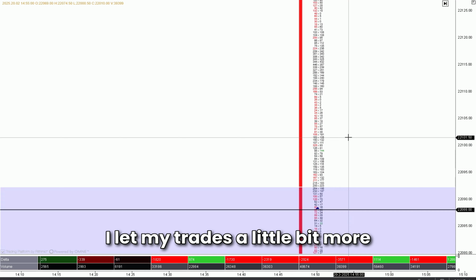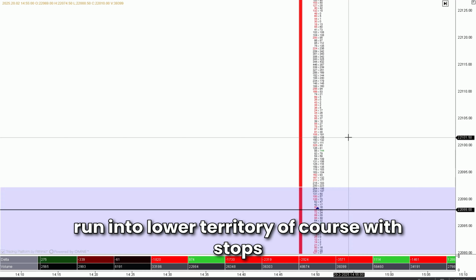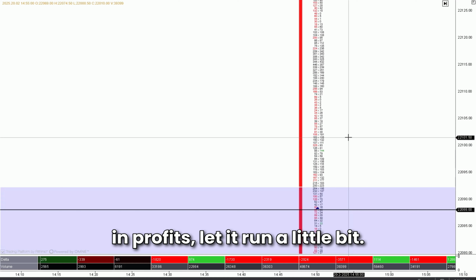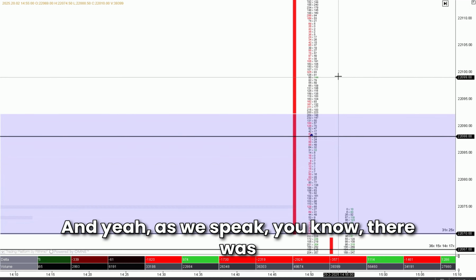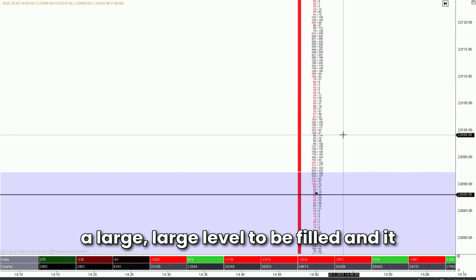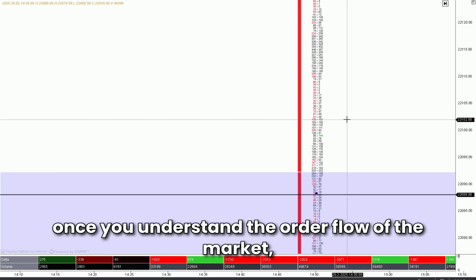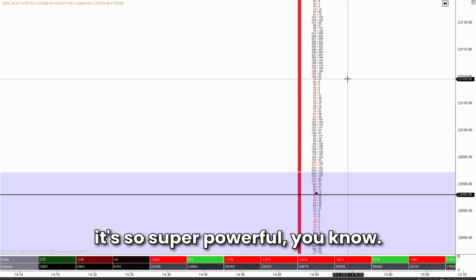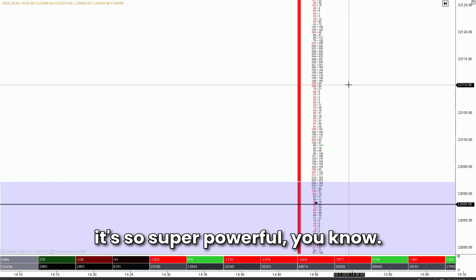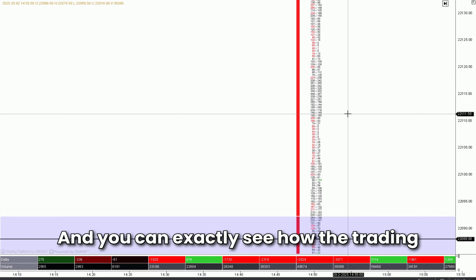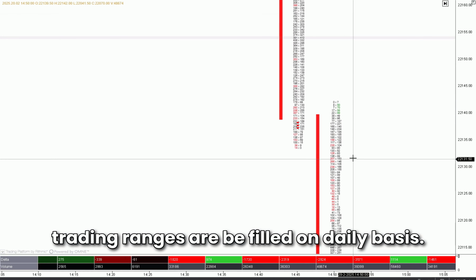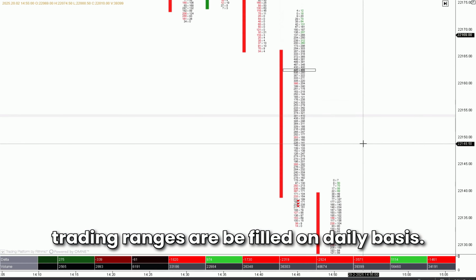I let my trades run a little bit more into lower territory, of course with stops and profits. And as we speak, there was a large level to be filled, and it continues its way massively to the downside. Once you understand the order flow of the market, it's super powerful, and you can see exactly how the trading ranges are developed on a daily basis.